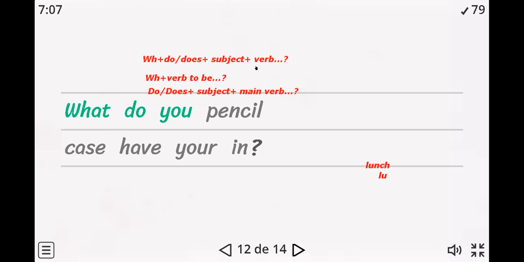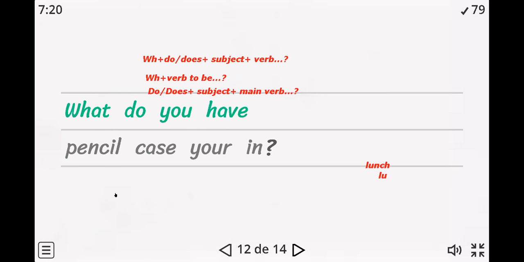Okay, so you're forgetting this. Look at this. You're omitting the verb. You're missing the verb. What do you have? Okay, what do you have?